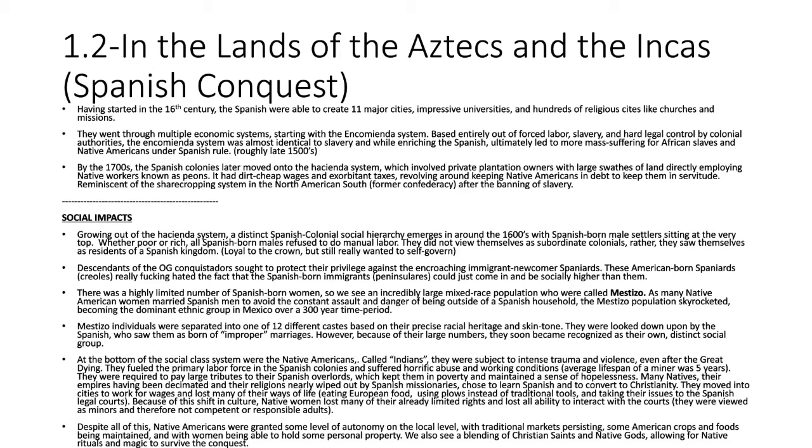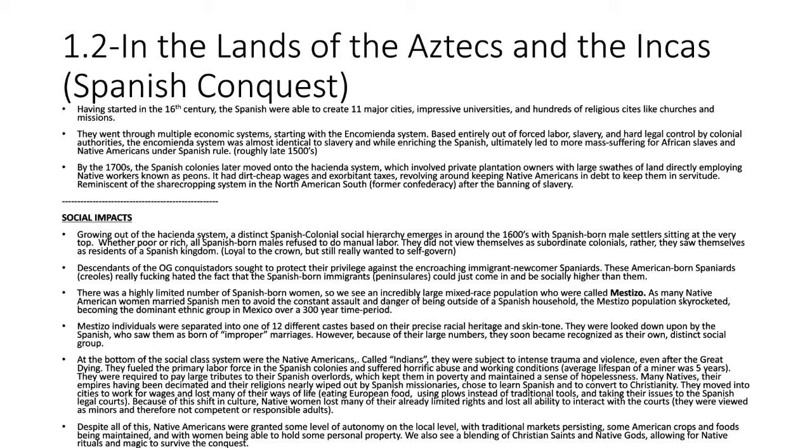I'm going to go back over that section with that lens of them literally being whitewashed. Natives had their empires destroyed. Their religions were nearly wiped out by Spanish missionaries, and this leads them to choose to learn Spanish and to convert to Christianity. They move to cities to work for wages, and they lose a lot of their ways of life. They eat predominantly European food. They use plows instead of traditional tools. And instead of handling their issues traditionally, they choose to take them to Spanish courts.